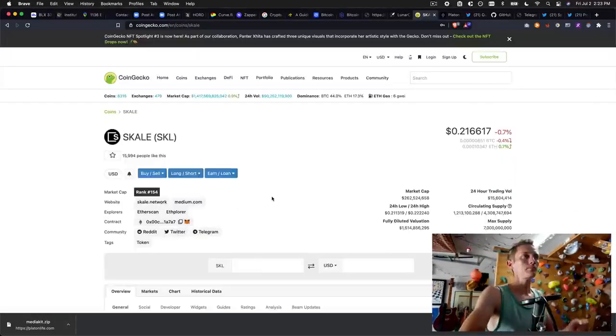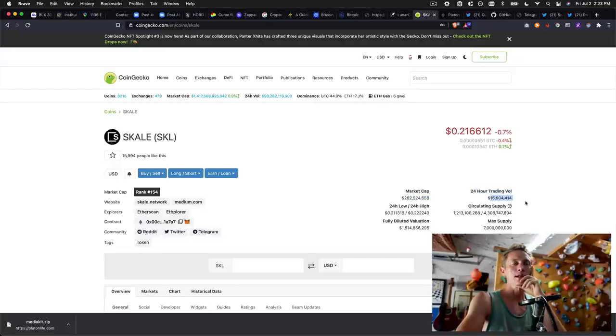Let's do Scale. Okay, so this is ranked number 154. It's got a market cap of 262 million, trading volume in the last 24 hours, 15 million. They do have a max supply. The circulating supply is a little confusing to me because it is at 4 billion, and we've only got 1.2 billion that's actually circulating. So again, this is where I want to know, where are the other tokens? How are they going to be deployed?